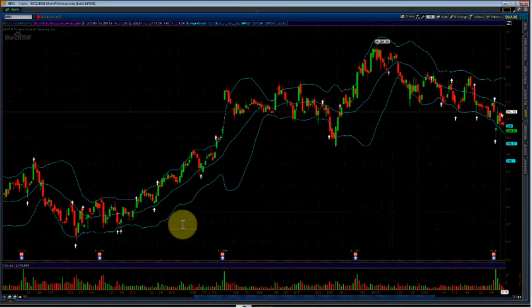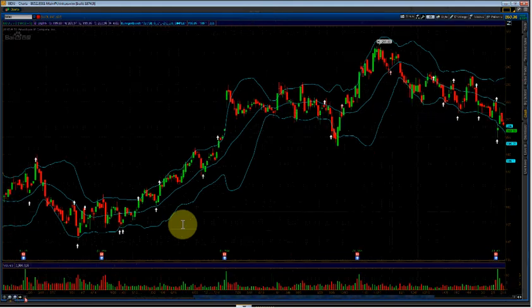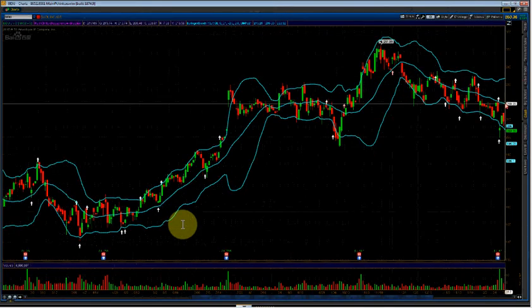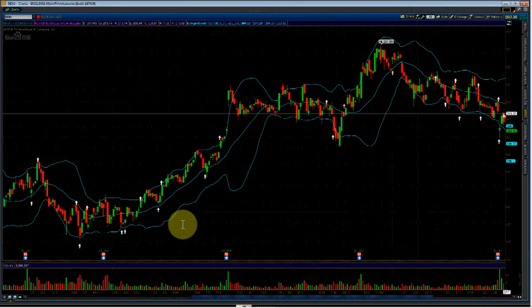Am I going to buy puts on this red candle? Let's back that up. Red candle right there. Moving average is pointing down. Am I buying puts right here?